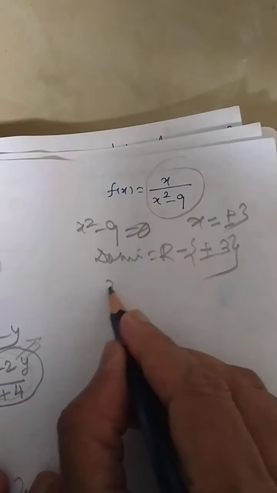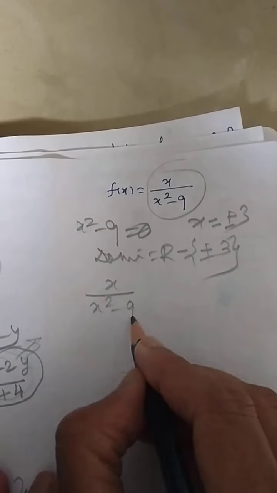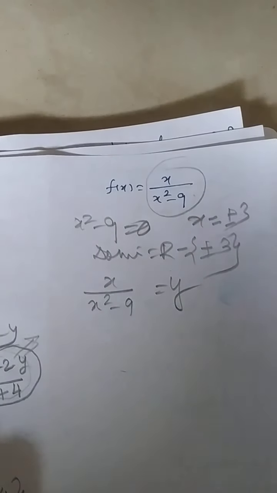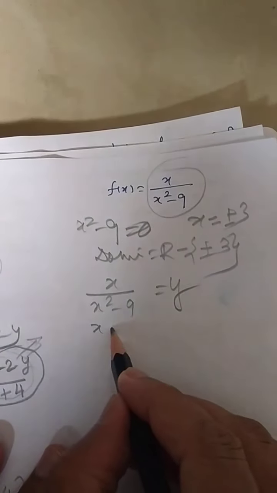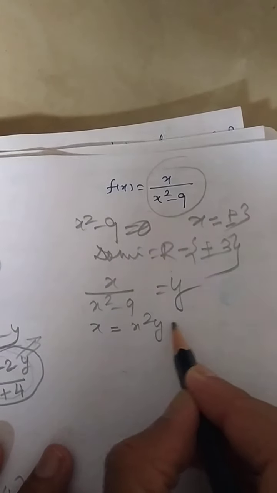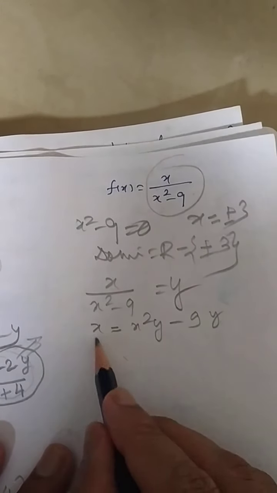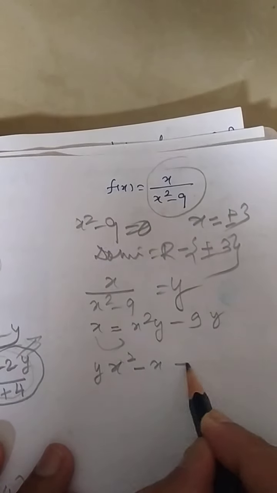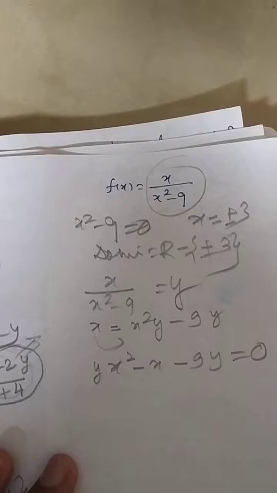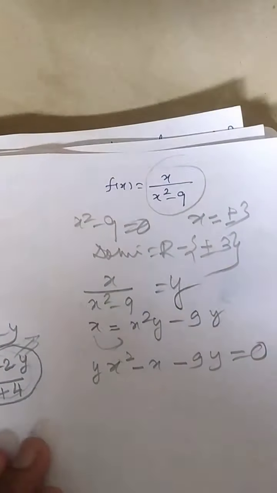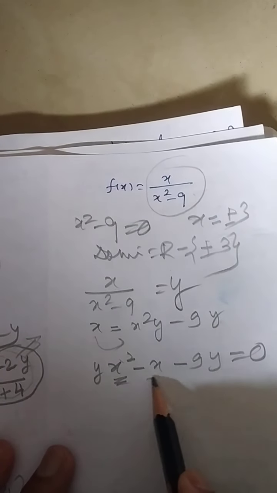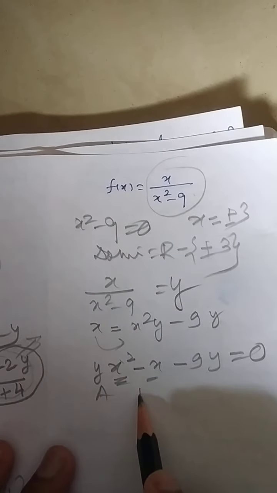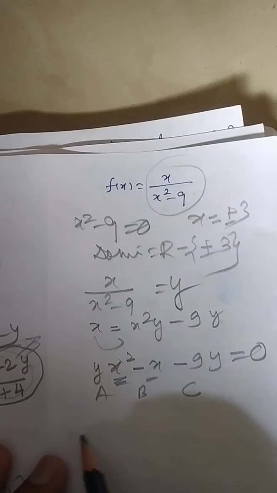For finding the range, your first step is to get the inverse function. So the technique is comparing with y. Now cross multiply: x becomes x square y minus 9y. I can shift this x to the other side. It will be y x square minus x minus 9y equal to 0. Now this behaves as a quadratic equation. So this becomes a, this becomes b, over here c. So you know the method.